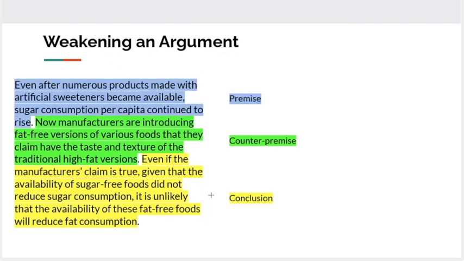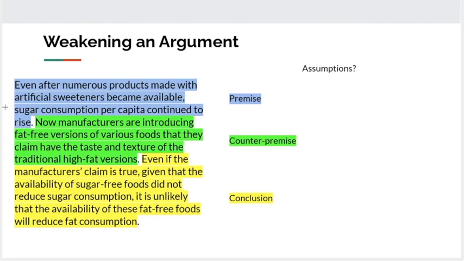And then the first sentence is going to be a premise. Even after numerous products made with artificial sweeteners became available, sugar consumption per capita continued to rise. Now, is this really a premise? Well, it is. It would support the argument provided that a certain assumption holds true. And what is that assumption?